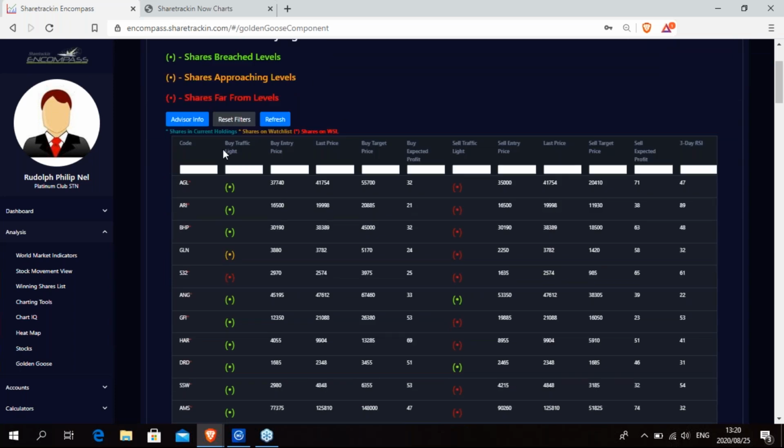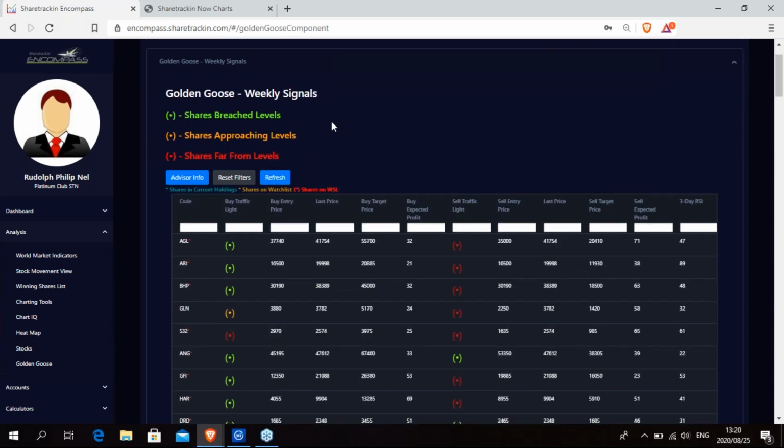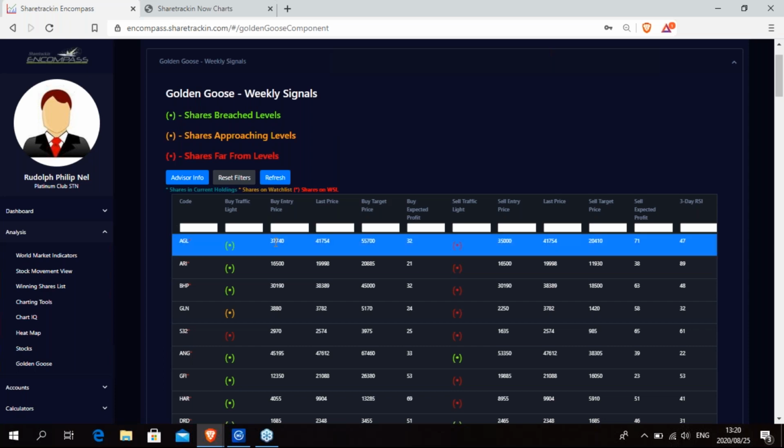Now how it basically works is you'll see that it's got 3 traffic lights. You get your green traffic light, orange traffic light, and your red traffic light. Now green traffic lights are basically your shares that have breached levels, that are going into a new bullish trend. For instance, if you look at Anglo, it has breached a level of 377 Rand and 40 cents. Now it's currently sitting at, with the last price on, 417 Rand and 54 cents. But the sell-out price, basically your buy target price, is going to be 557 Rand.